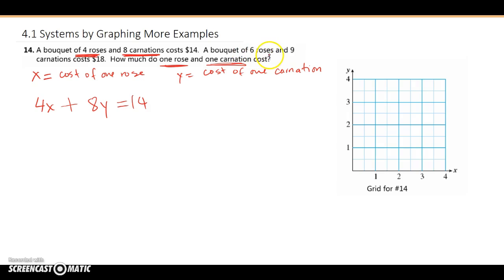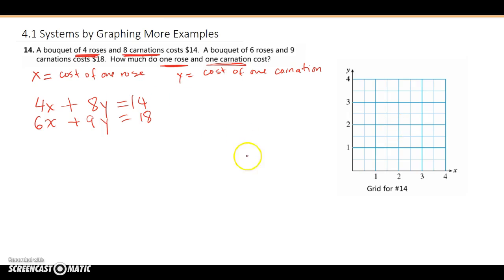Similarly, 6 roses and 9 carnations cost 18. So 6 roses cost me 6 times x dollars, plus 9 carnations is 9 of them times y dollars, equals 18 bucks. Now I'm supposed to solve this system by the graphing method.